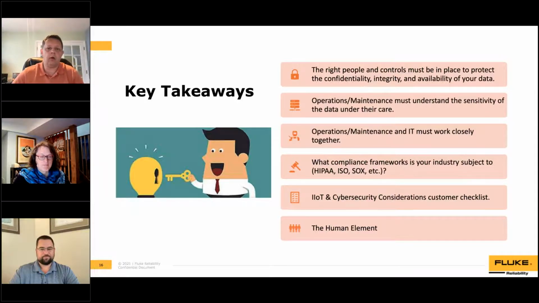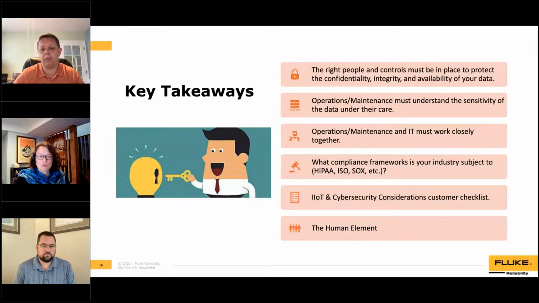Yeah. So we'll share some of the key takeaways before we take a few questions. The right people and controls must be in place to protect the confidentiality, integrity, and availability of your data. I think that we talked at length about this, from having the right people in IT, but working closely with them, but also having the right requirements and controls. Without this, I think you will have what Mike would call the CIA problems of your data, which is obviously the confidentiality, integrity, and availability.